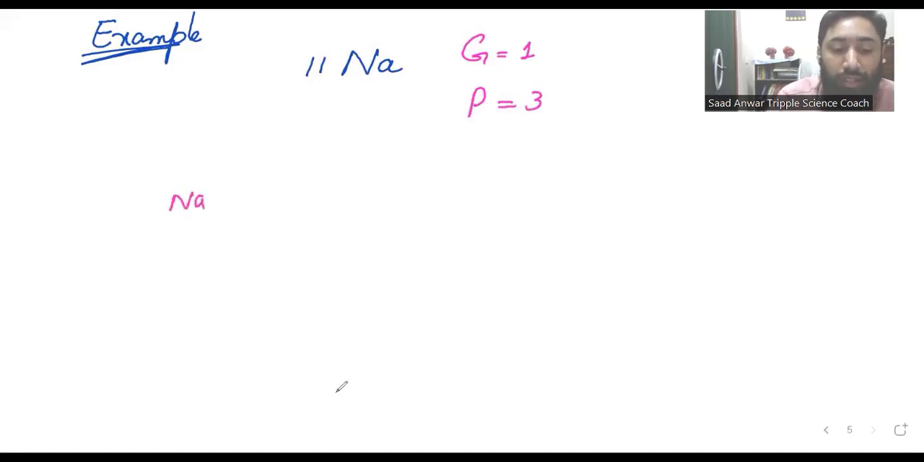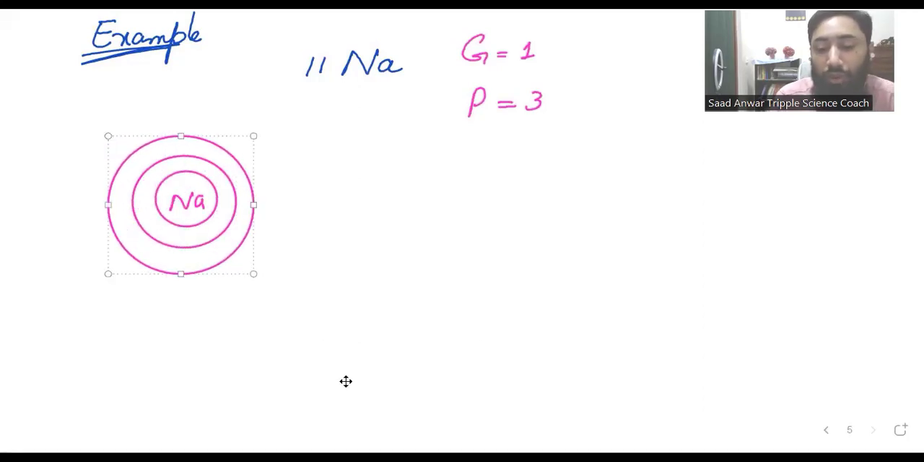It means I need to draw 3 shells for sodium. Group number is 1, which means I need to put 1 electron in the outermost shell. Total electrons are 11. I have kept 1 electron in the outermost shell. In the first shell, I will put 2 electrons. In the second shell, I will put 8 electrons.